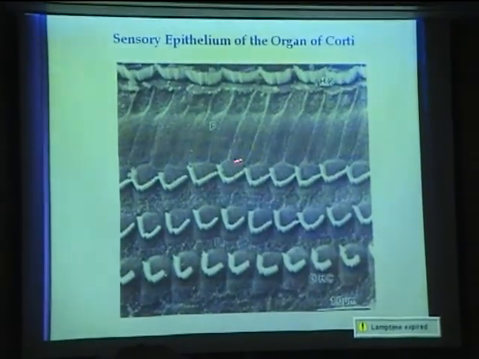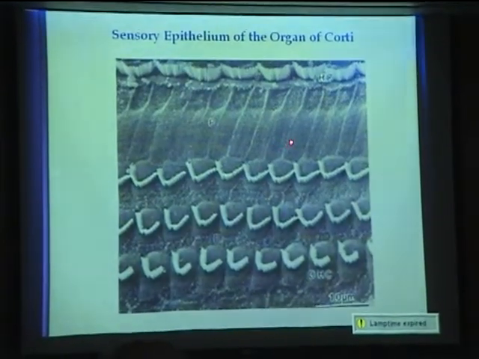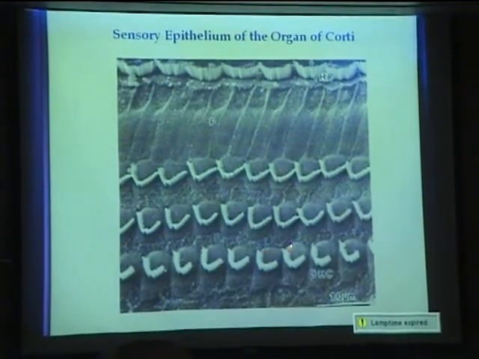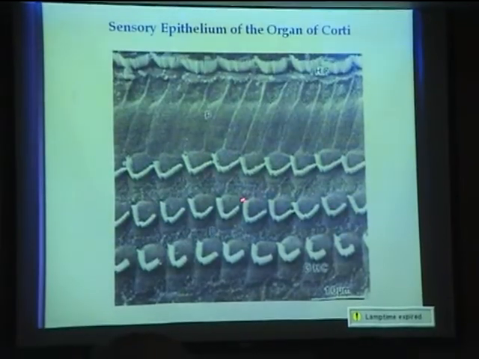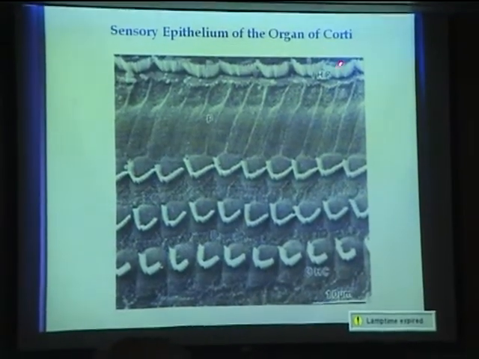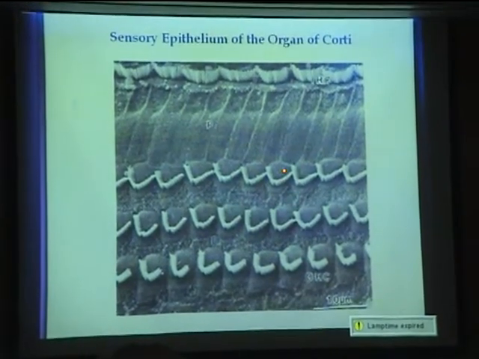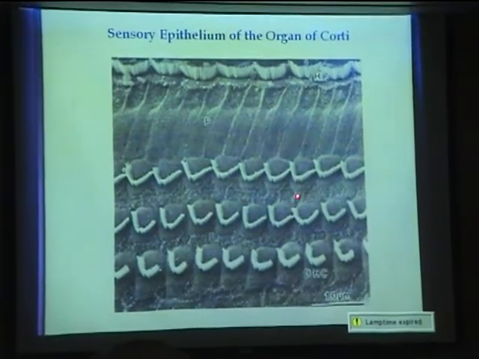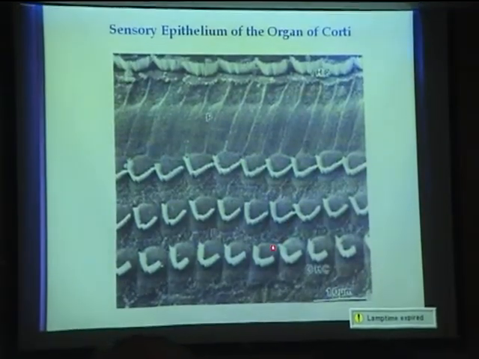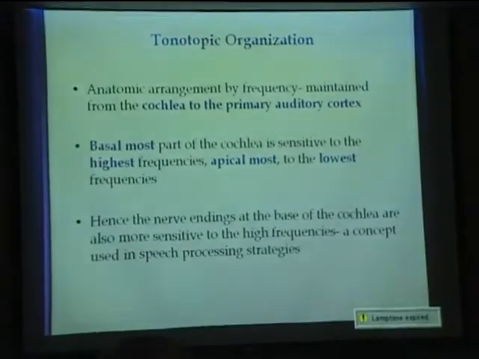If you go to the surface of the top part of the hair cells, here are these little stereocilia. These are the outer hair cells and those are the inner hair cells. And this W structure and the peculiar formation of the stereocilia is very important for normal transduction.